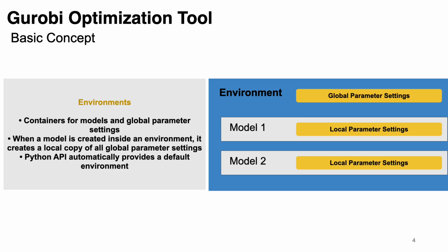To manage our models effectively, we use environments. Think of an environment as a master container that holds your global parameter settings. When you create a specific model inside an environment, Gurobi automatically creates a local copy of those global settings just for that model. This allows you to run multiple models with different behaviors simultaneously without them interfering with each other. While the Python API usually provides a default environment for convenience, understanding this container structure is vital for advanced projects where you might need to isolate different solver behaviors.